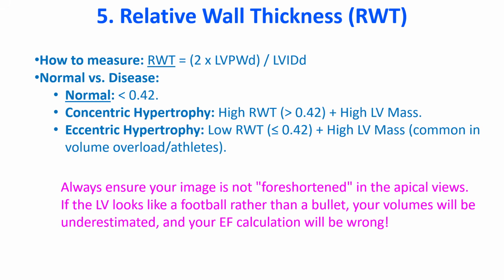In concentric hypertrophy, there is high relative wall thickness, more than 0.42, plus high left ventricular mass. In eccentric left ventricular hypertrophy, there is a low relative wall thickness, that is less than or equal to 0.42, plus high left ventricular mass, which is common in volume overload or in athletes.